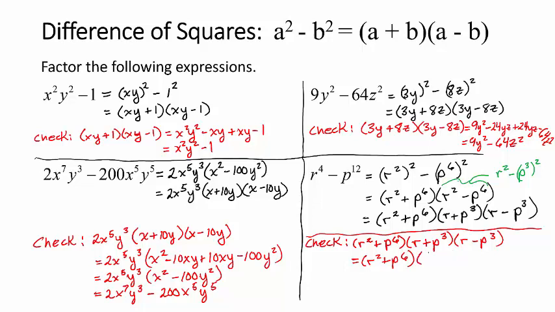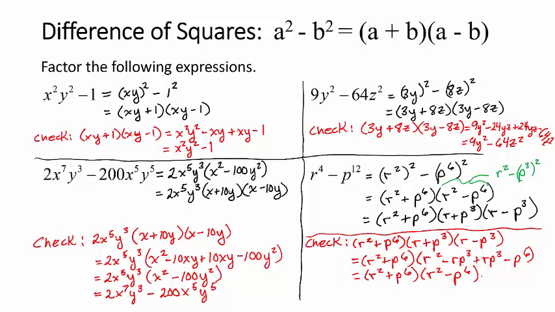So r times r is r squared. r times negative p cubed is minus r p cubed. p cubed times r is plus r p cubed. And p cubed times negative p cubed is minus p to the 6th. Okay, so we have r squared plus p to the 6th times r squared minus p to the 6th, right? Our middle term goes away.